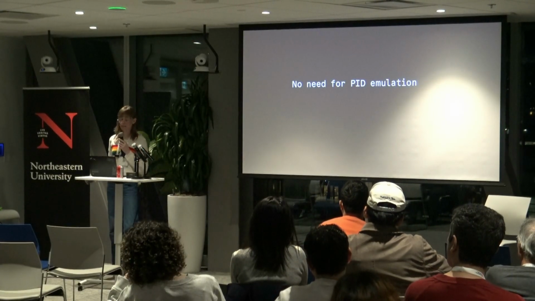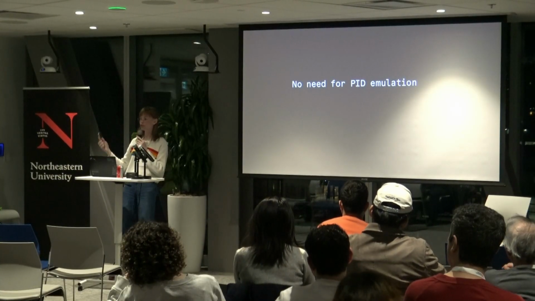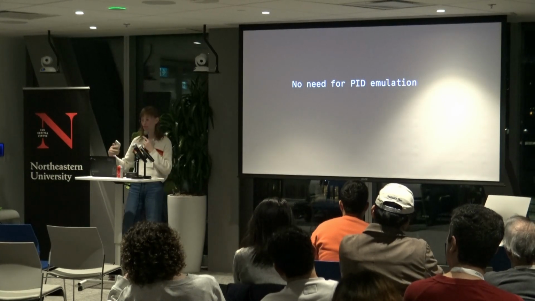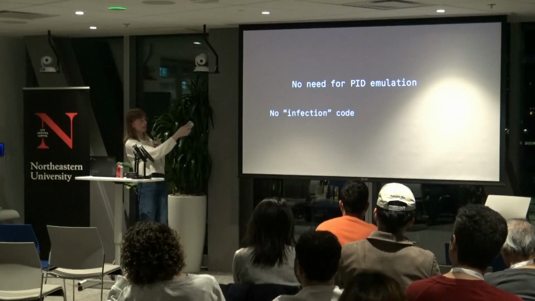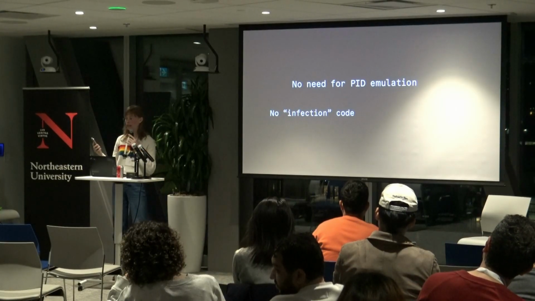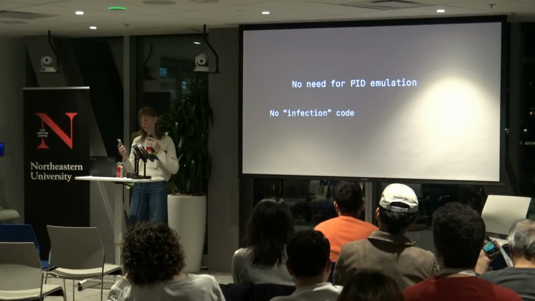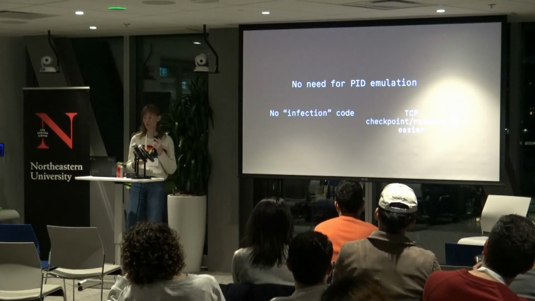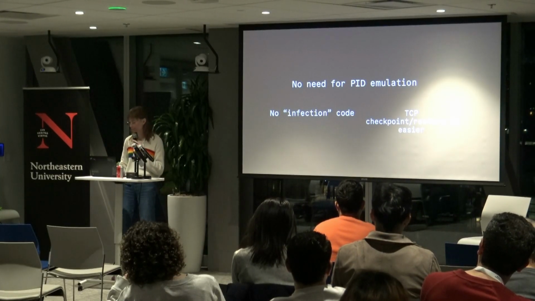The biggest one probably is that there's no need for PID emulation. The whole jump where we have to change the kernel's current PID and then set it back, we don't have to do that anymore because we in Userspace actually control the PIDs. We don't need to infect any processes because we just spawn from the outside and we can do the actual checkpointing and restoring from within the sandbox, not from within the actual process. And we can make the TCP checkpoint restore much easier because we control the entire network stack and we don't have to worry about the kernel doing something.